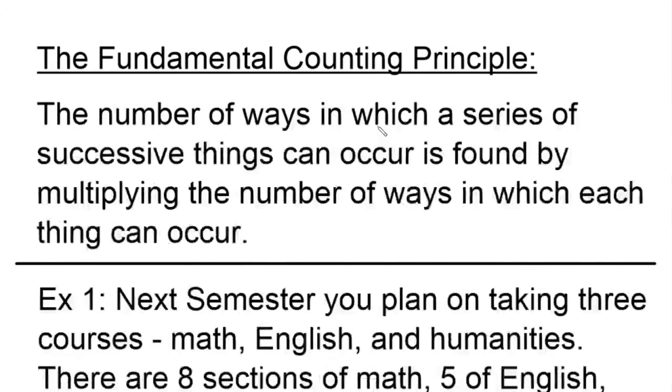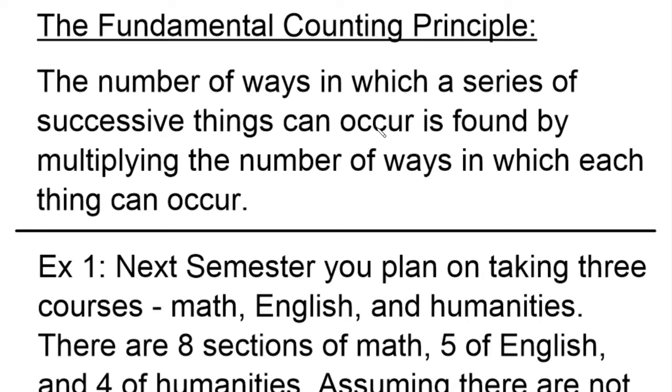This is strictly review from Algebra 2, but I'm refreshing your memory because I'm sure you've all forgotten everything, just like you always do. Students always forget everything, and so here we are, teaching the same material year after year after year. The fundamental counting principle is the number of ways in which a series of successive things can be done, and you multiply the number of ways each thing can occur.